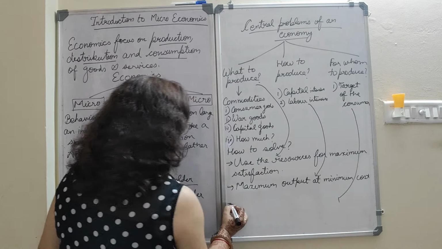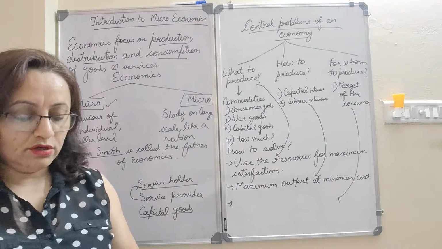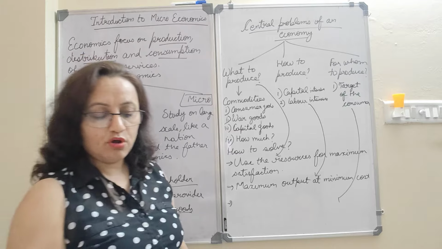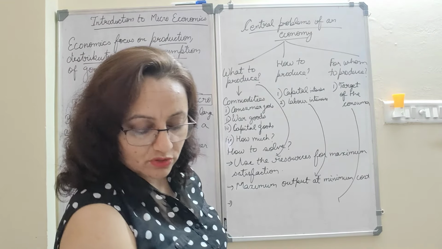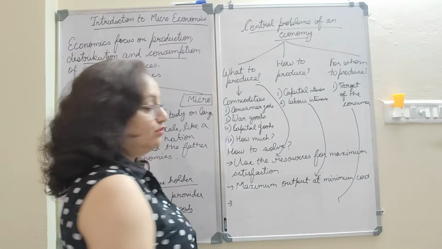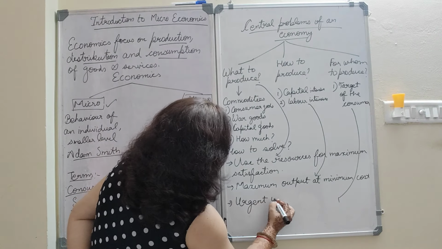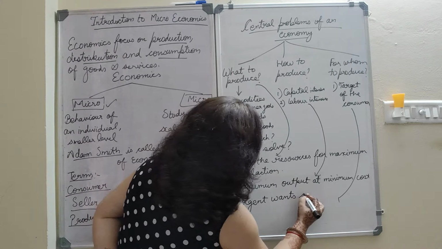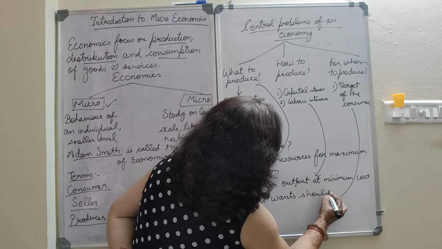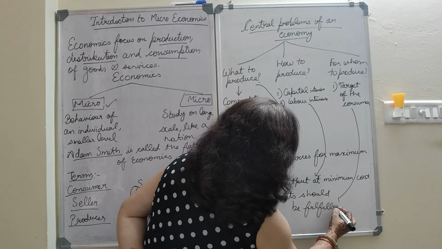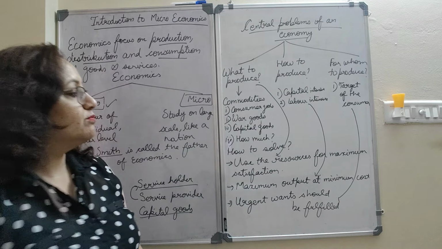Now moving on to the third point, for whom to produce can be solved by making sure that the urgent wants of each productive factor of the society are fulfilled. Urgent wants should be fulfilled. So this should be our target to handle the central problems of an economy.